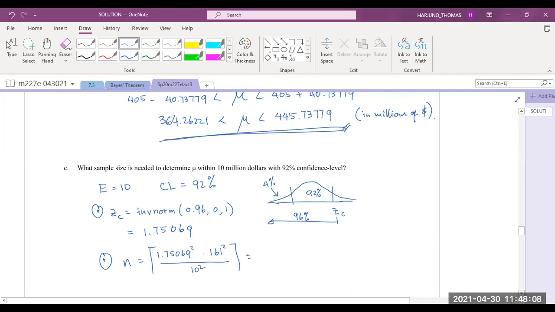I get 794.45. Now we need 795 credit unions to reach that accuracy. The ceiling means we round up.